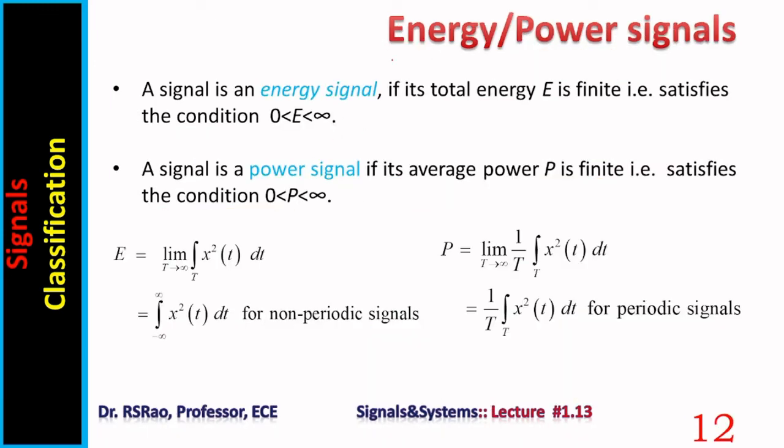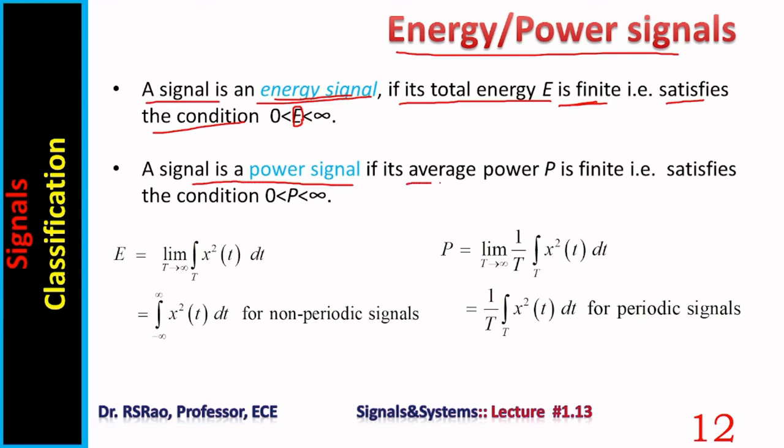Another classification is into energy signals and power signals. A signal is an energy signal if its total energy E is finite. That is, if it satisfies the condition 0 less than E less than infinity. So energy E must be finite. A signal is a power signal if its average power P is finite. That is, it satisfies the condition 0 less than P less than infinity. That is, P must be finite.